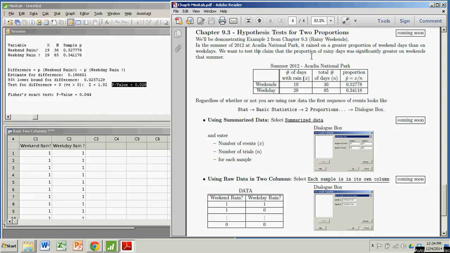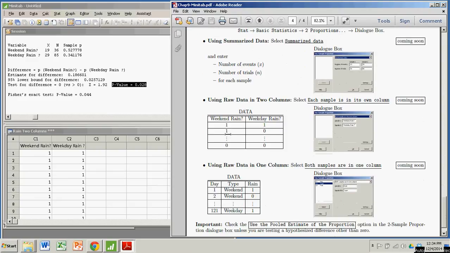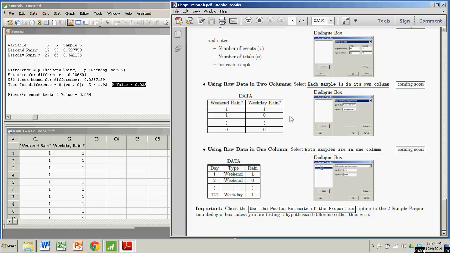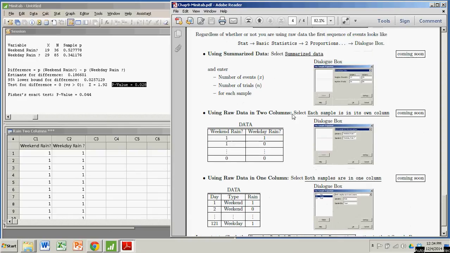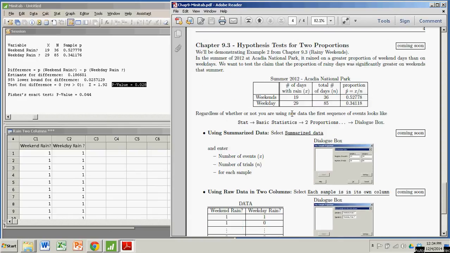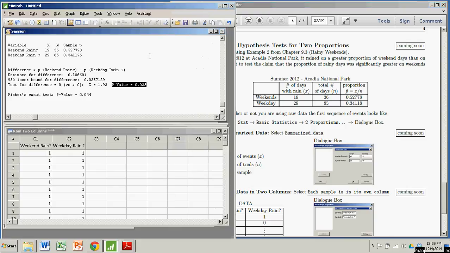So it's pretty easy. It's a non-intuitive way of inputting the data, but it's really the way you count things and get proportions within Minitab. Okay, so that's it. Hypothesis test for a difference of two proportions using Minitab. Take care.